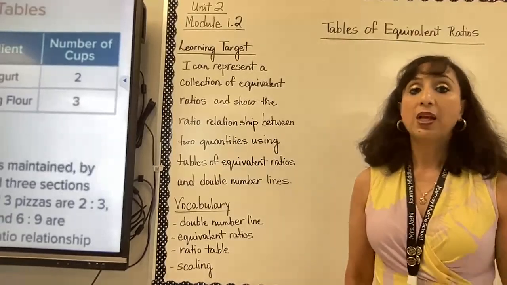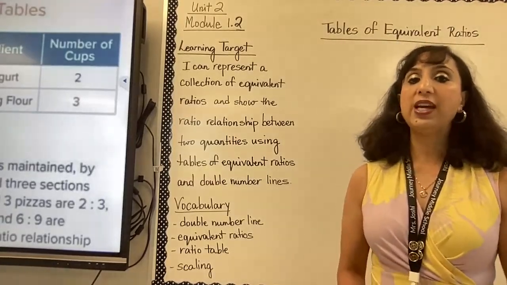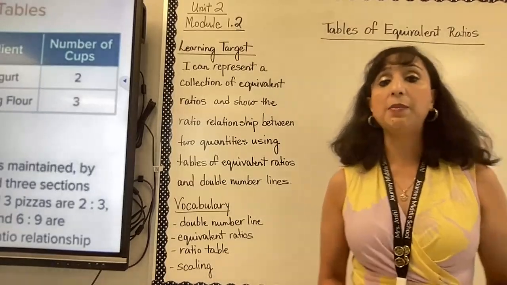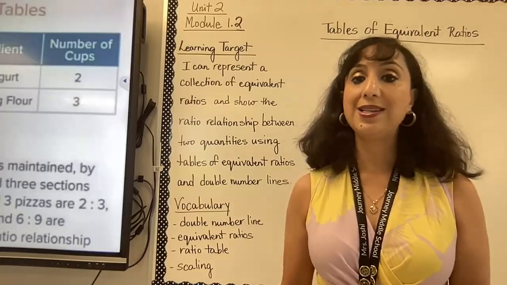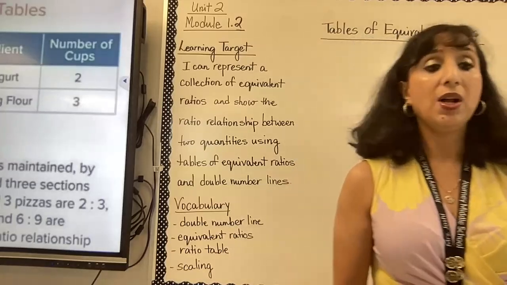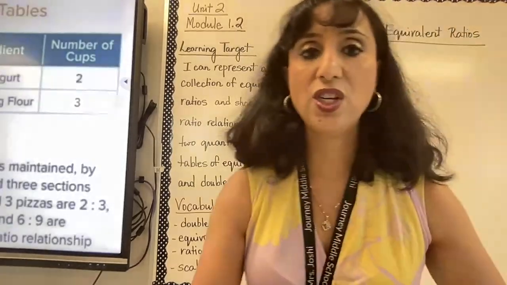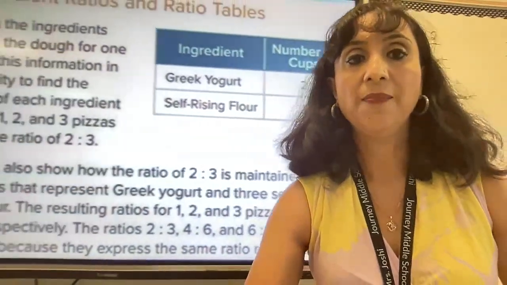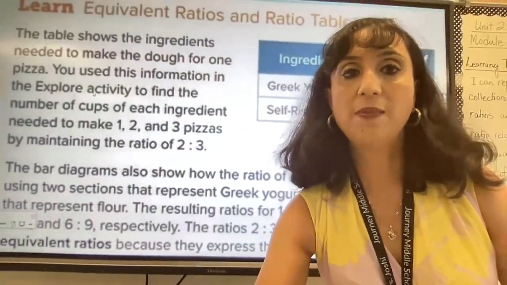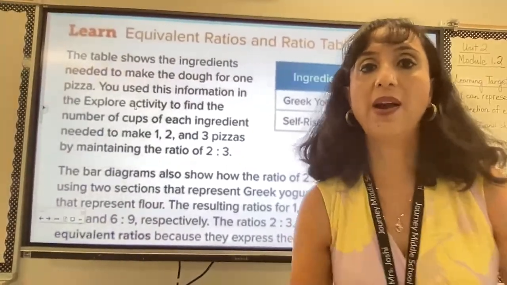So the vocabulary that we will be learning in this is a double number line, equivalent ratios, ratio table, and scaling. All right. So let's begin with a question for which I am going to take you here so that you see the question better. Here we go. All right.